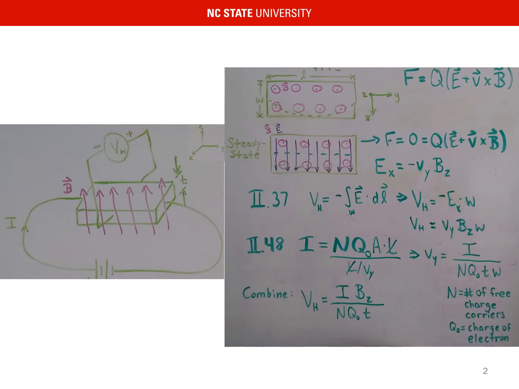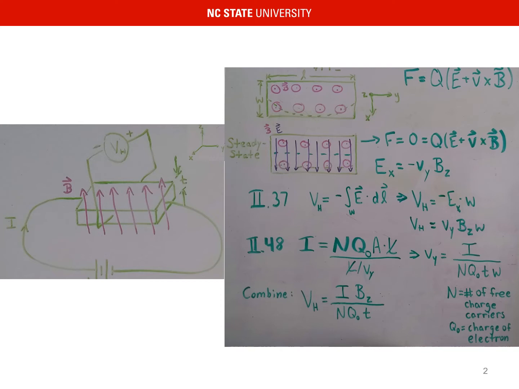From page 2.37 of the notes, we know that the voltage due to an electric field, which in this case is the Hall voltage, can be determined by taking the integral of the electric field over the path. In this case, our path is the width of the conductor. Plugging in our result for E, we get that the Hall voltage is equal to the velocity of the charges times the magnetic field times the width of the conductor.